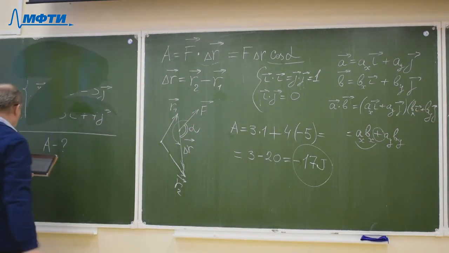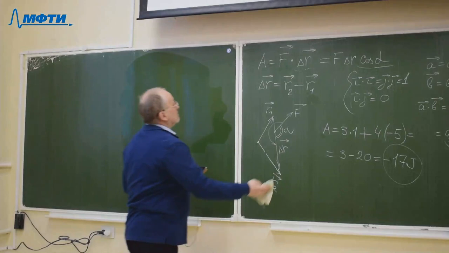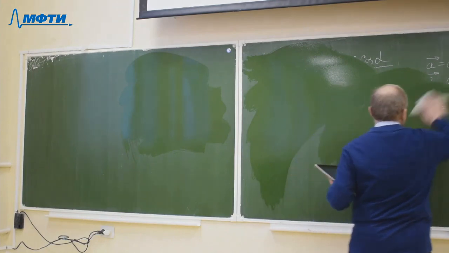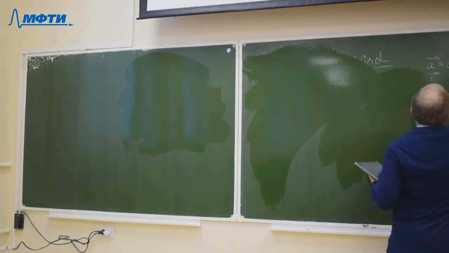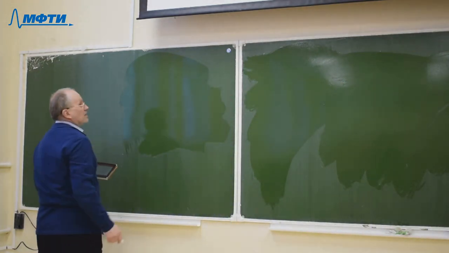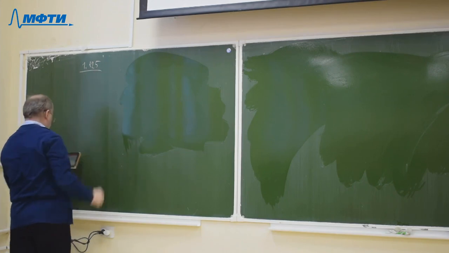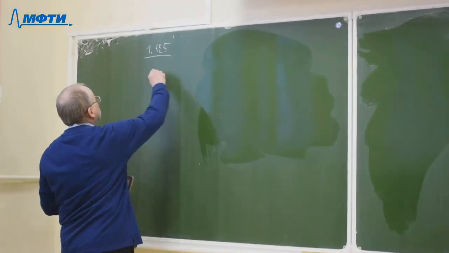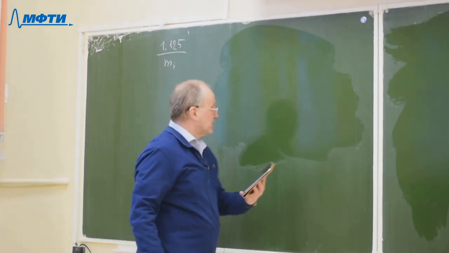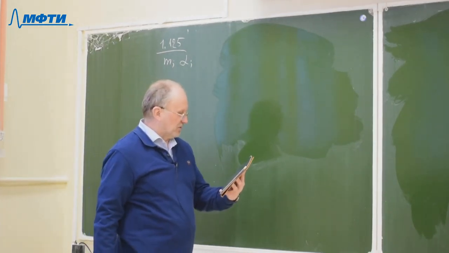The second problem will be 125 of the first chapter in Irodov. So the first chapter, 125. A body of mass m is thrown at an angle alpha to the horizontal with the initial velocity v0.